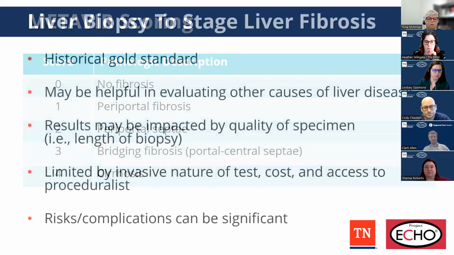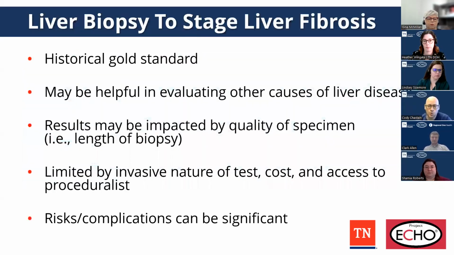Next slide, please. Liver biopsy is historically the gold standard, and it can be used for other liver diseases, but it has been years since I've requested one specifically to assess fibrosis in the context of hepatitis C. This is a gold standard, but the problem is it can still be impacted by quality of specimen, like the length of the biopsy, and it can be costly, it can be harmful, and you require access to a specific procedure list. So often we do not rely on liver biopsies, except in very complicated cases that have overlapping medical conditions.